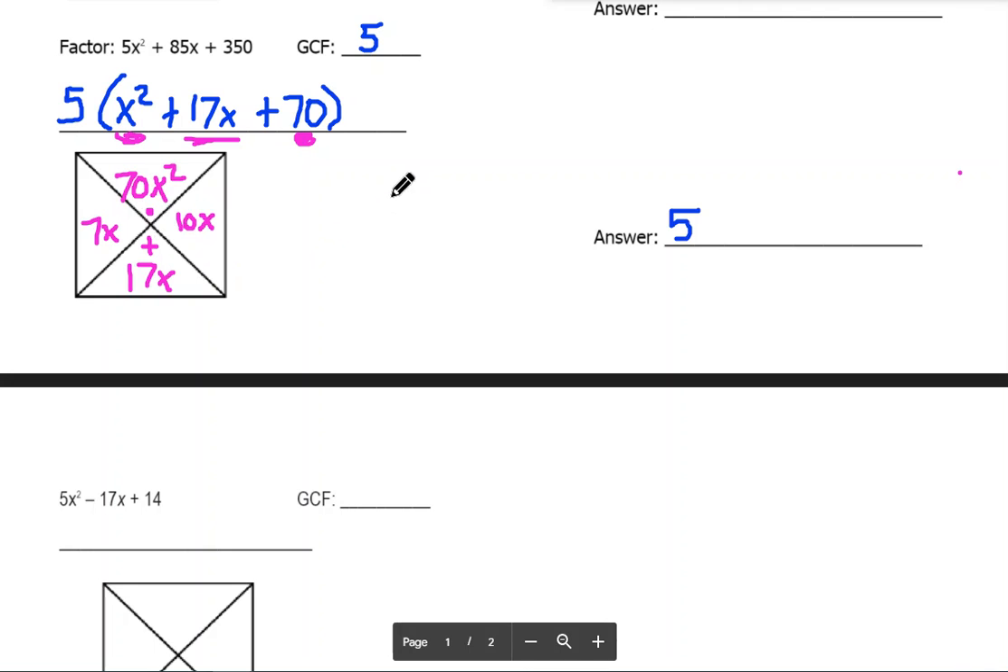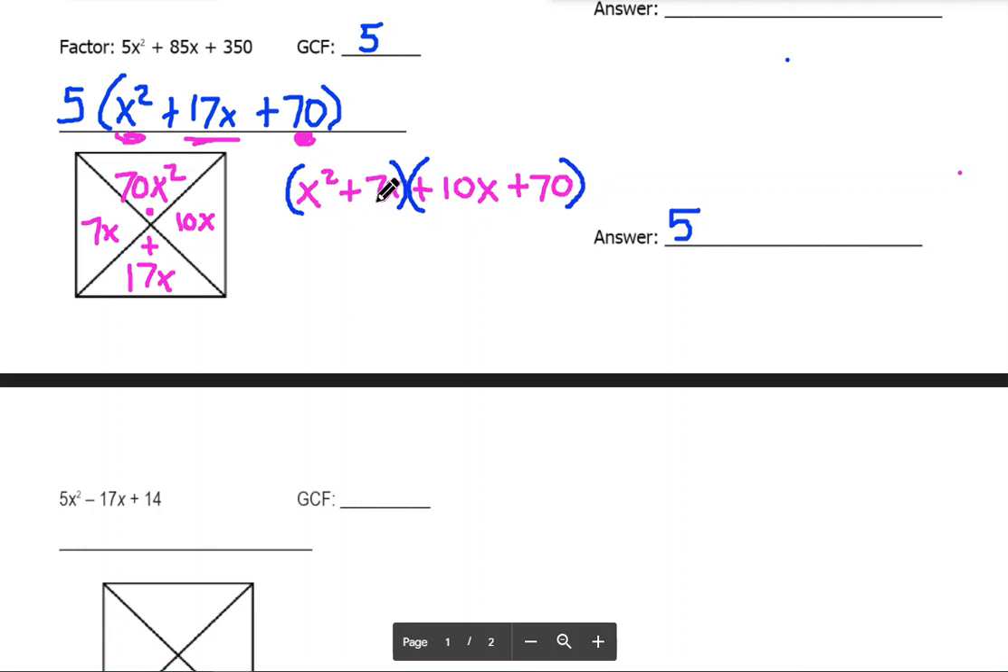So there we go. So now I'm going to rewrite my polynomial, that x squared, but instead of writing that plus 17x, I'm going to write these two things, right? So I'm going to write plus 7x, and I'm going to write plus 10x. Okay? All right, so my last term still stays the same, that plus 70. Now I'm going to group these together. Earlier I told you I like to group them in parentheses. I group my first two together, and then I group my last two together.